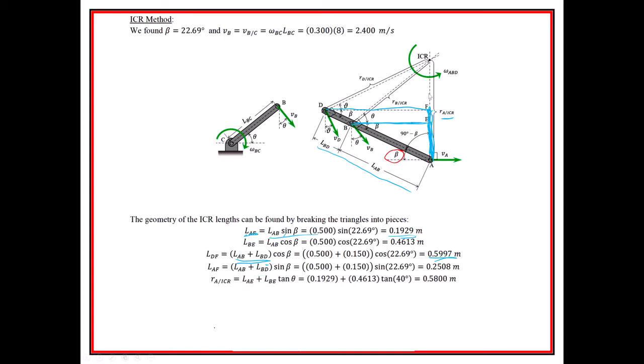I was able to find what A with respect to ICR is going to be by taking the tangent of theta right here. Let me double check there. What am I calling theta? I've got to be careful right here. Where is theta? Oh, theta is this angle right here. Did I find that one right here? Let me see if that's true.